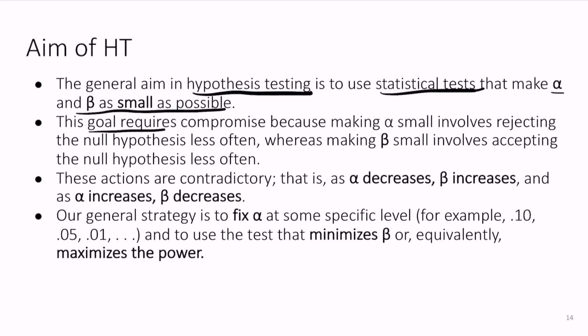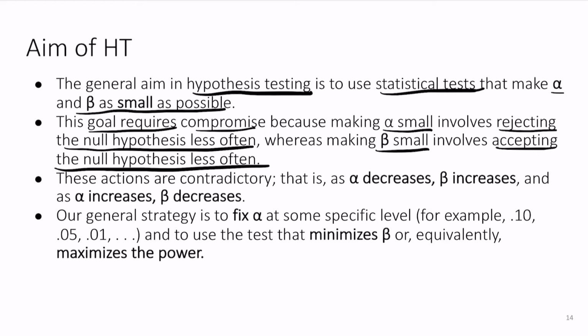Now the goal requires compromise, because when you make alpha small, it involves rejecting the null hypothesis less often, whereas when you make beta small, it involves accepting the null hypothesis less often. So we have to take a delicate balance of these two things. When you decrease alpha, beta will increase. When you increase alpha, beta will decrease. So rather than trying to reduce both of them, we'll try to fix one and adjust the other and try to minimize it.